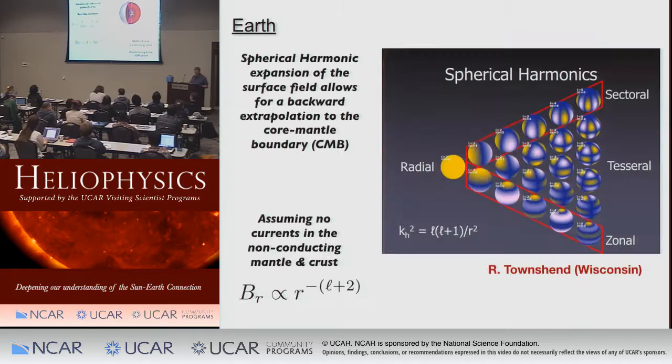All right, so what's often done in planetary dynamos is you expand the surface field in terms of spherical harmonics. So these are different spherical harmonics. Spherical harmonics are characterized by an L and an M. The L is the total wave number, M is the azimuthal wave number. So M equals zero are so-called zonal modes. They're east-west modes. L equals zero, and M equals zero is spherically symmetric.